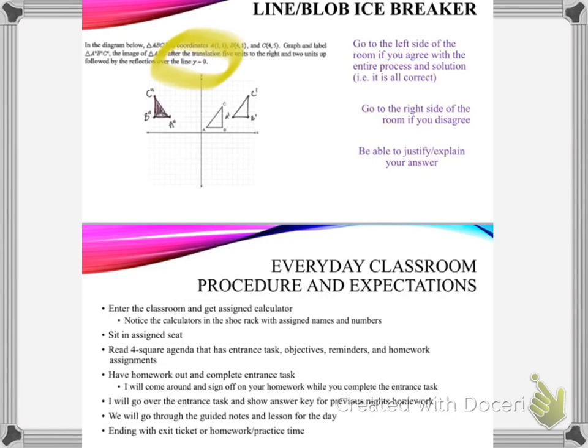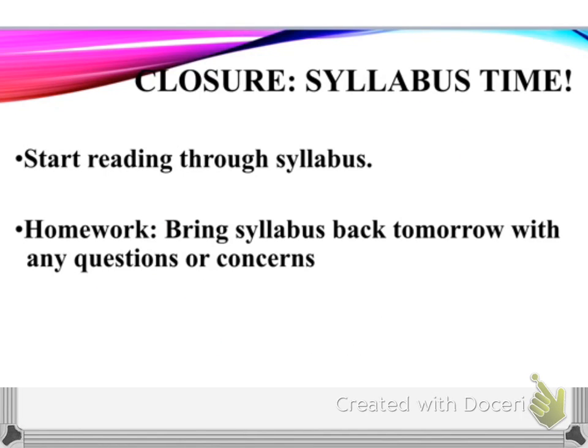Next, moving into the everyday classroom procedures. So just a breakdown of what an everyday class should look like. Again, reading that 4 square that's going to be there. Get their assigned calculators, which are in a little shoe hanger thing to organize them. And in the end, I would hand out the syllabus, start reading through the syllabus if we had time. Other than that, just have students read it on their own because they should be able to read at this point, and then come back tomorrow with questions.